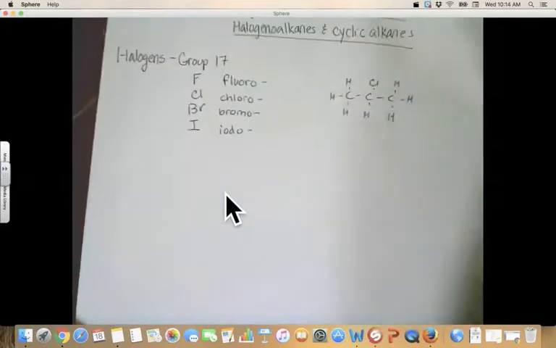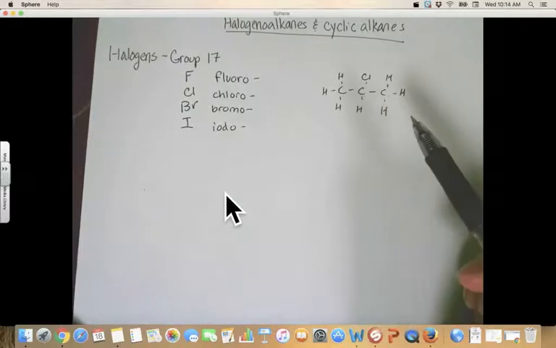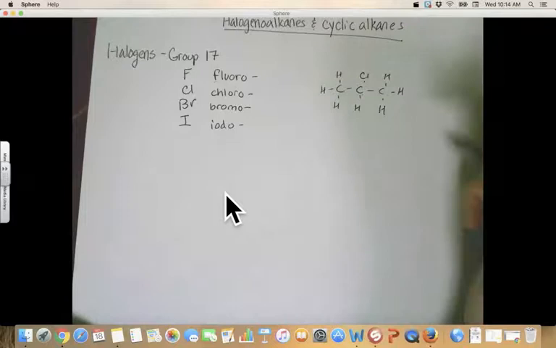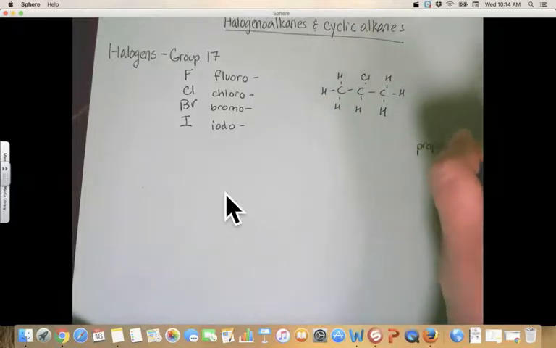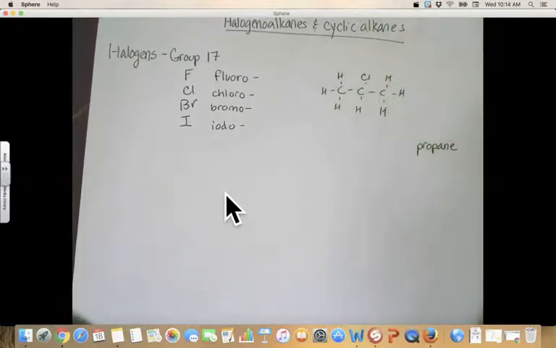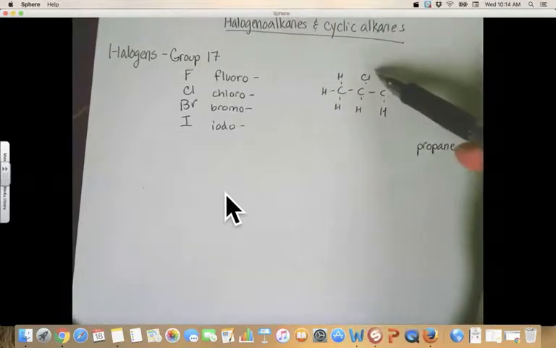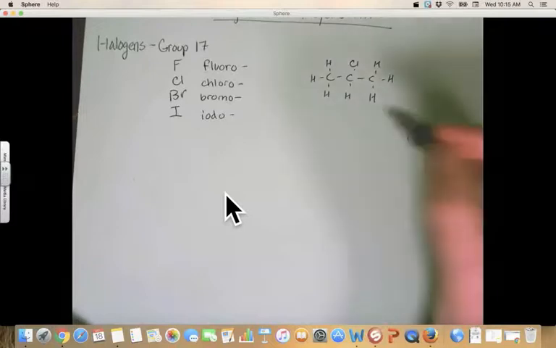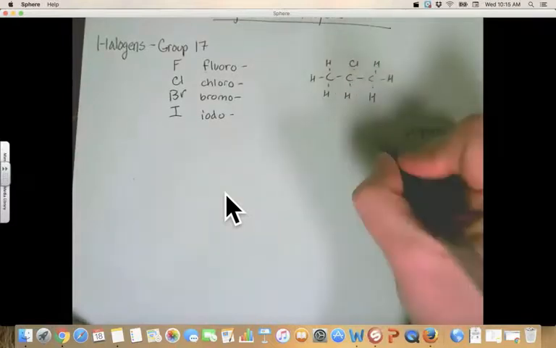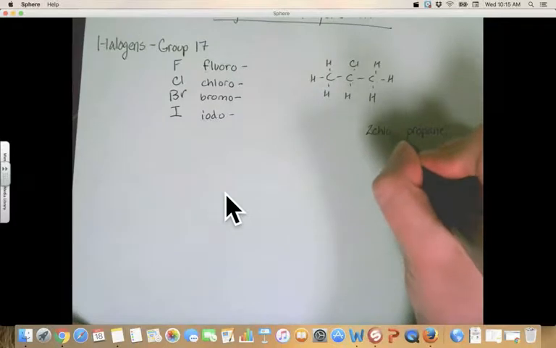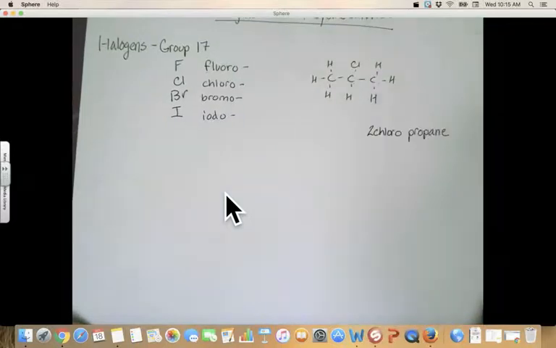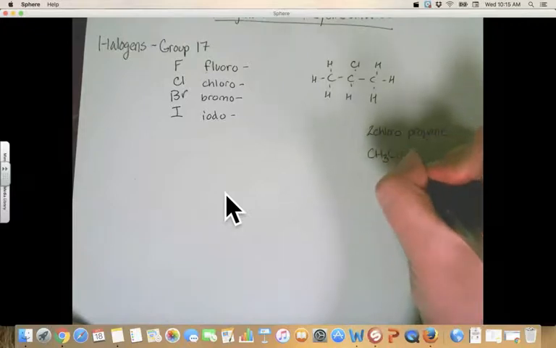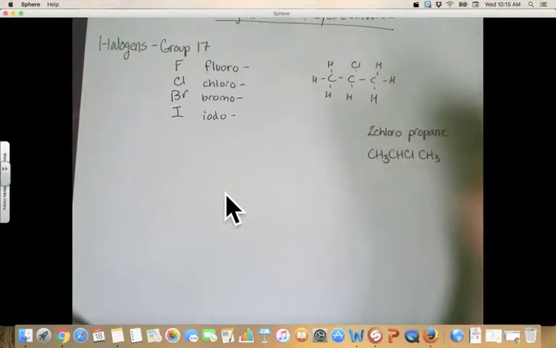So I'm going to count my carbons, 1, 2, 3. So that's pro. They're all single bonded, so this is going to be propane. But we need to address this chlorine. And we need to say where it is, because where it is actually is going to matter in terms of reactivity. So this is on carbon 1, 2. 2-chloropropane. And if I were to condense the structure, it would just be CH3, CHCl, CH3.